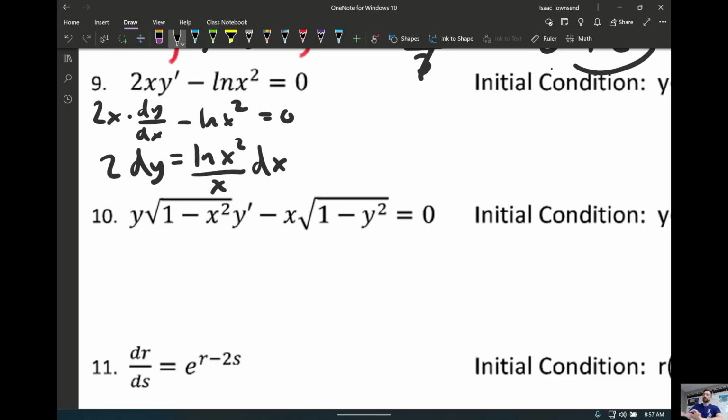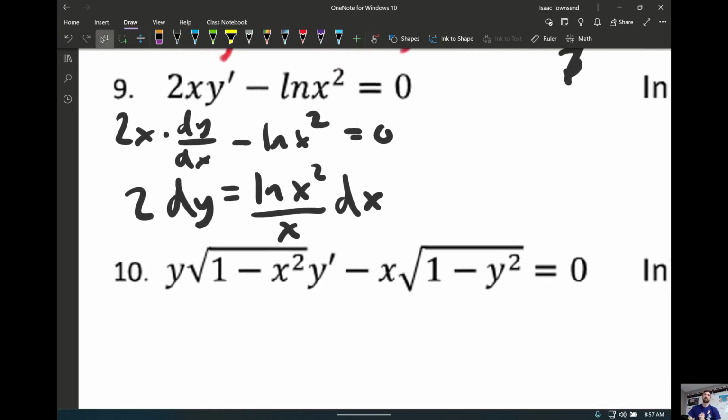So that's separating the variables. Only y stuff on the left, only x stuff on the right. With constants like 2, you can either leave it or move it. It's whatever you think is going to be easier. I would just say leave it most of the time. There's no point in moving it.